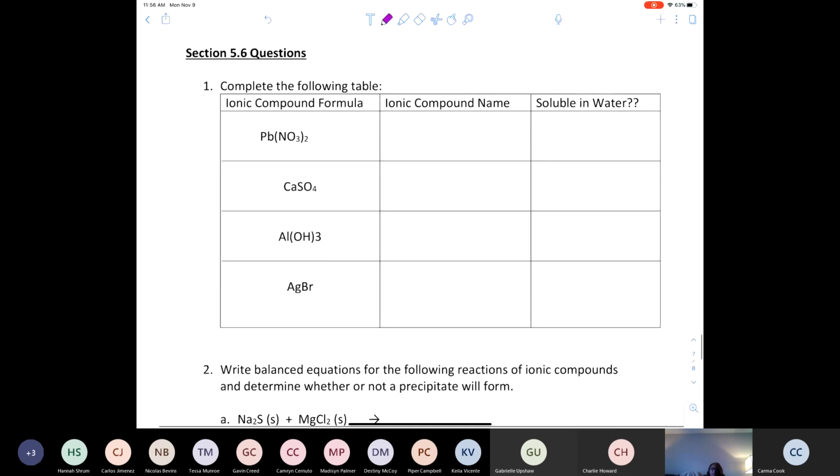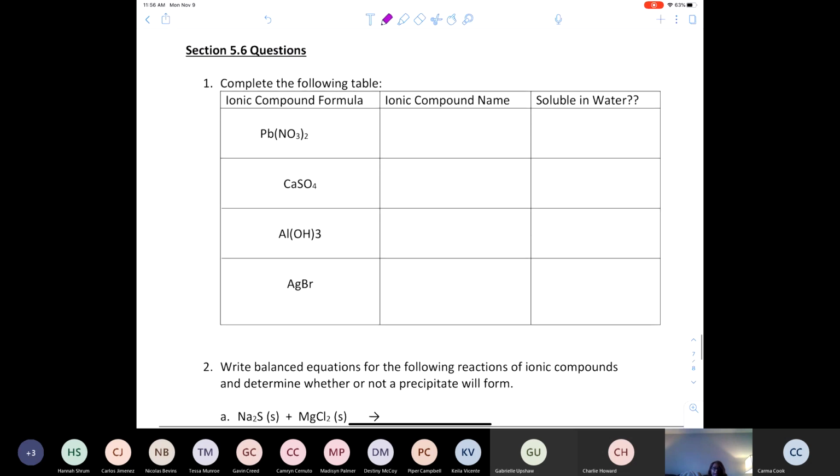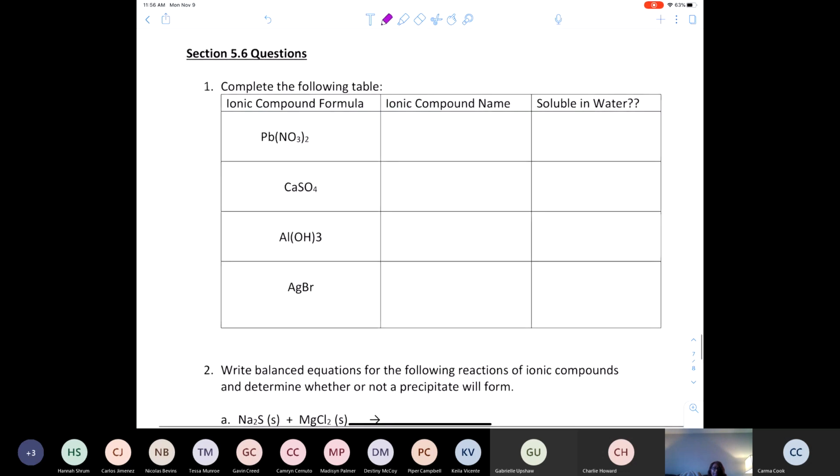So for the next set of questions, number 1, completing the table with the ionic compound names and answering the question, yes or no, is it soluble in water? And so when you're answering questions whether or not a substance is soluble in water, take a look at the cation, take a look at the anion, and then consult the solubility rules table to see what the solubility rules table tells you about one or both of those ions.